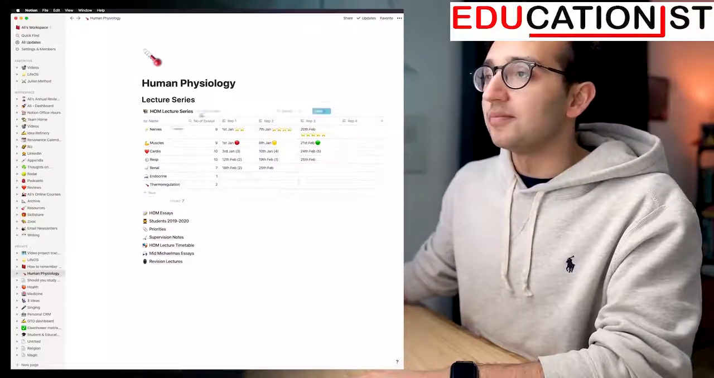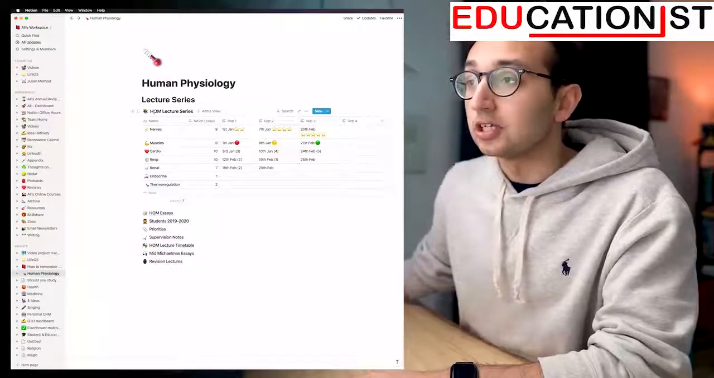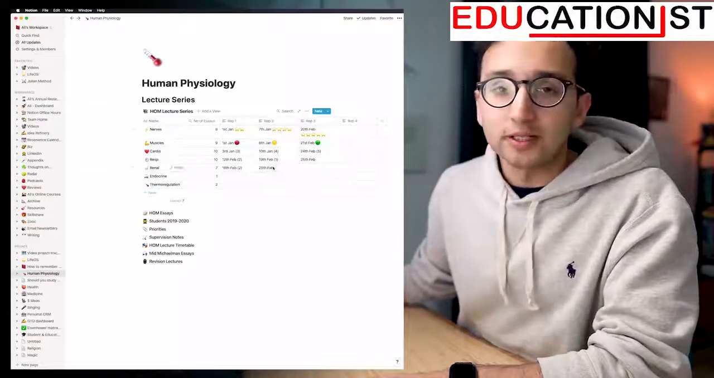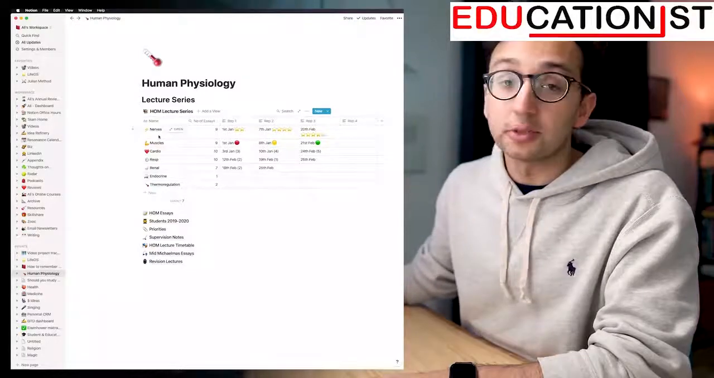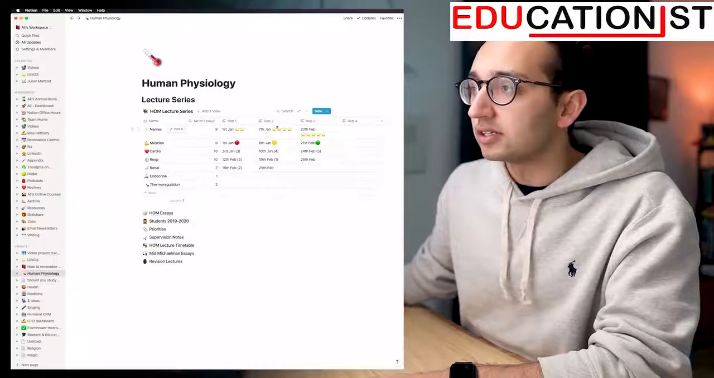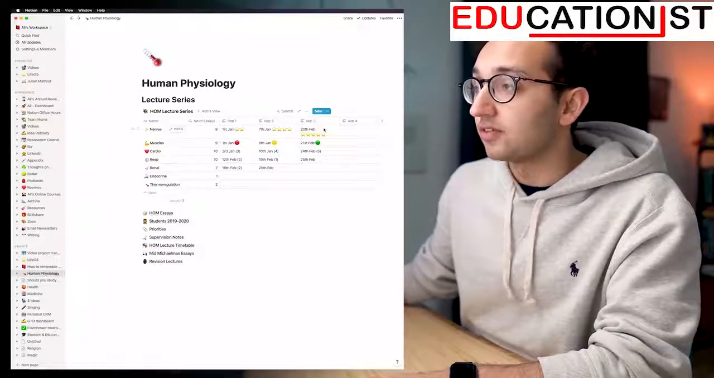So here we go. This is HOM. HOM stands for homeostasis, which is human physiology in the Cambridge course. And this is what I've done retrospective revision timetable wise. So you can see we've got the topic of nerves. And then on the 1st of January, I did that for the first time. And then on the 7th of January, and then on the 20th of Feb.